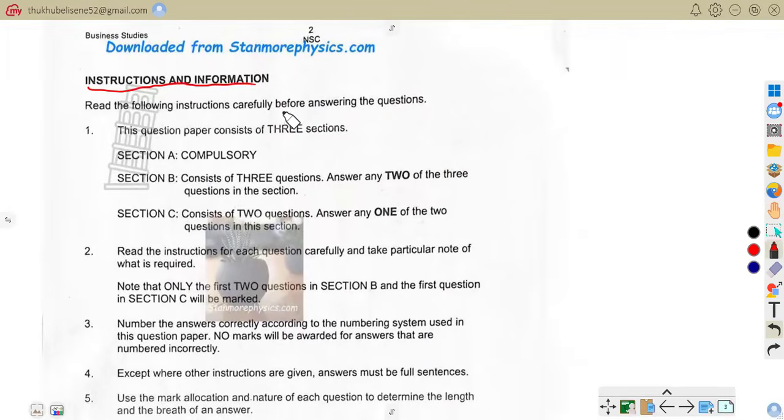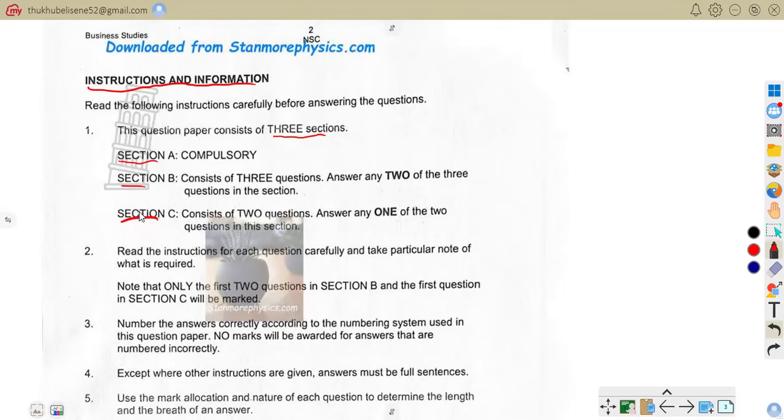As it says, read the following instructions carefully before answering the questions. Instruction number 1 says, this question paper consists of 3 sections, which is section A, section B, and section C. Section A is compulsory, while section B consists of 3 questions, and you are to answer any 2 of the 3 questions in the section. But we are going to attend to all of those questions so that we are well prepared to sit for the March test.